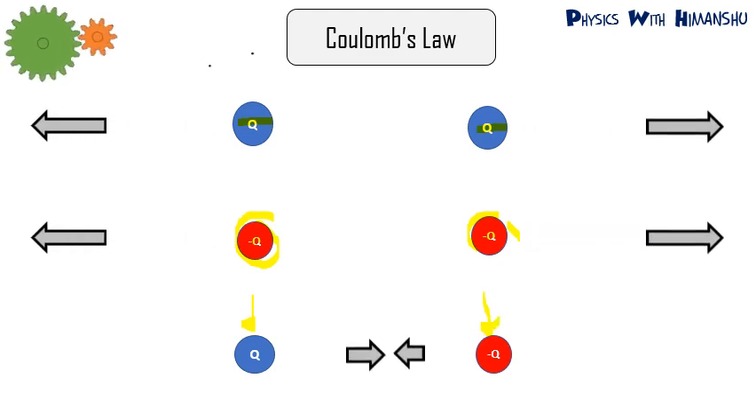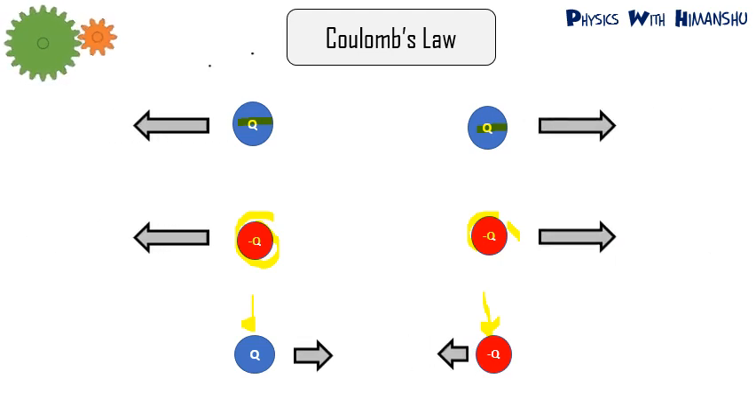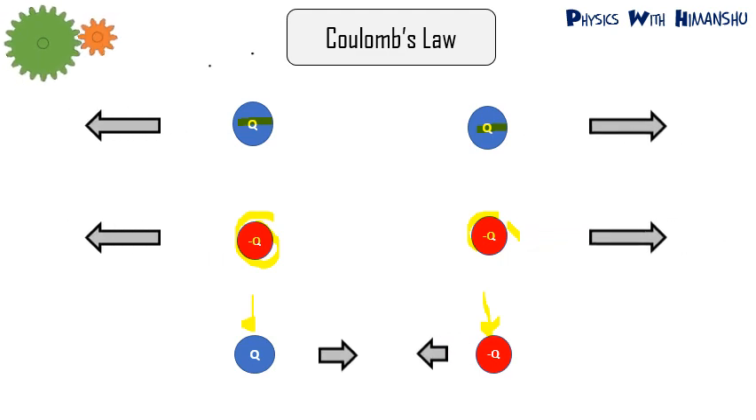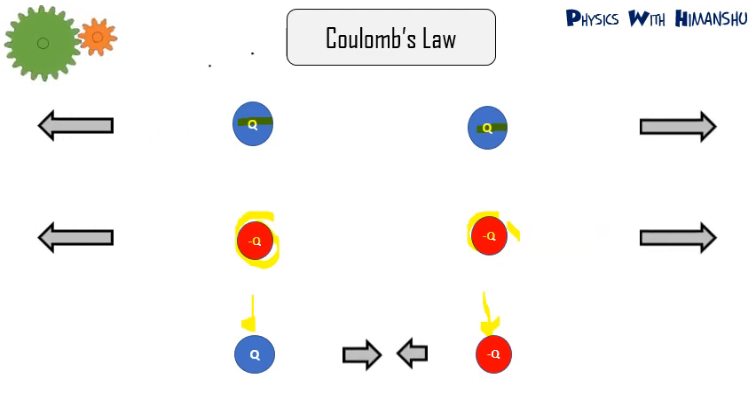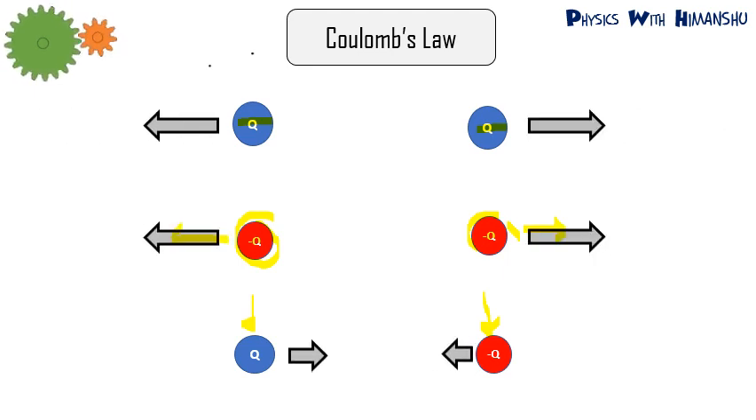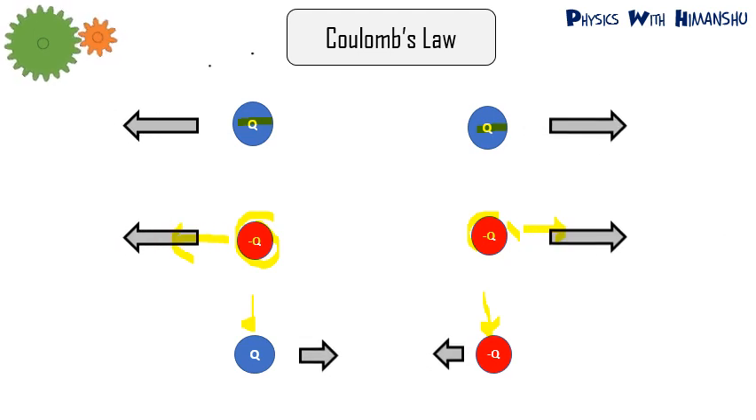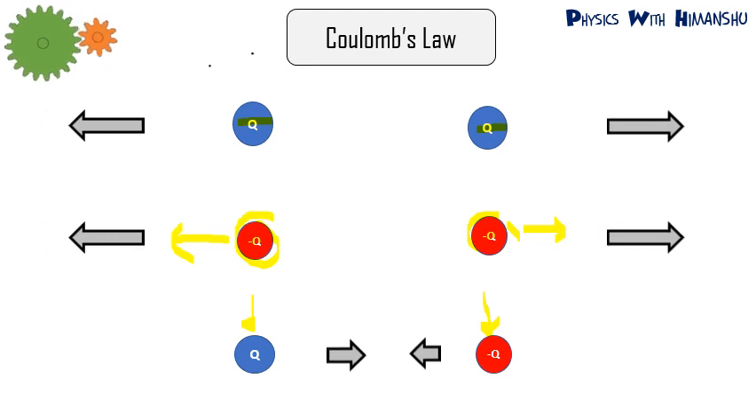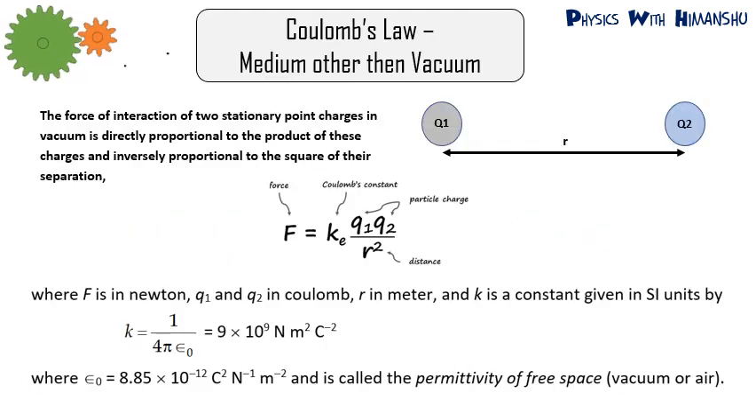So this figure is very important. The reason being, we know that like charges repel and unlike charges attract, but what will be the direction? So the direction will be along the line joining the charges. So minus Q is repelling minus Q in this direction, and minus Q is repelling minus Q in this direction. So force is along the line joining the charges. So two positive charges repel each other, two negative charges repel each other, but a positive and negative charge attract each other. Now we'll come to the equation of force.